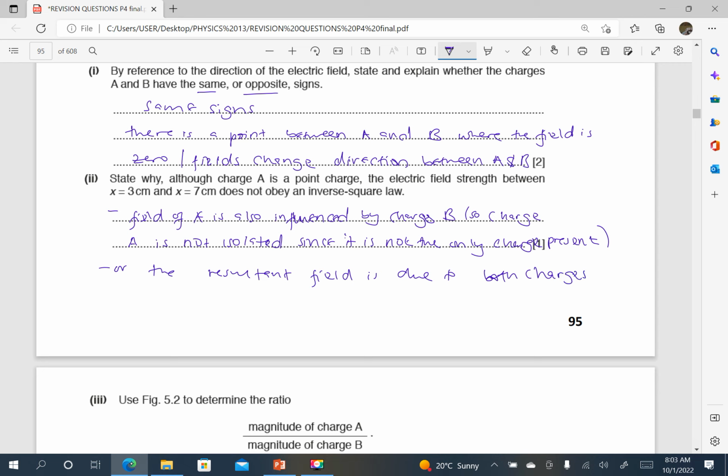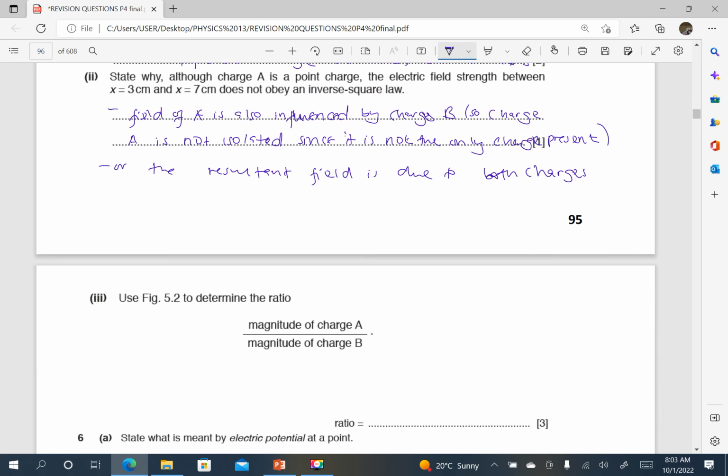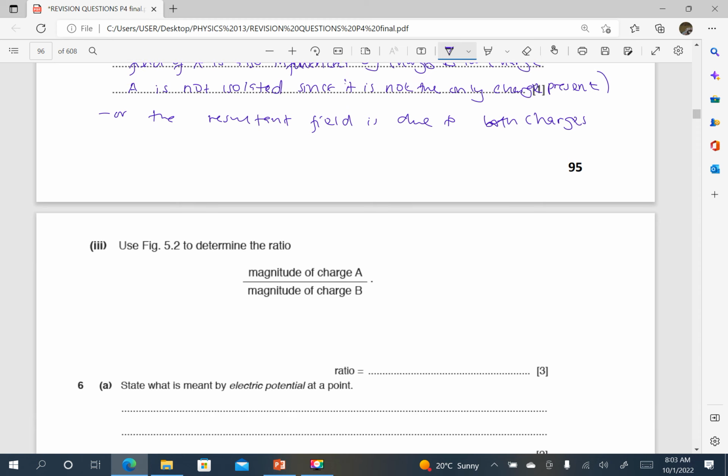Because it is not the only charge present, we can't consider it isolated, so the inverse square law will not apply. We could consider it isolated if it was extremely far from the other charge, so that the influence of charge B is not experienced by charge A. Okay, use figure 5.2 to determine the ratio of the magnitude of charge A over the magnitude of charge B.